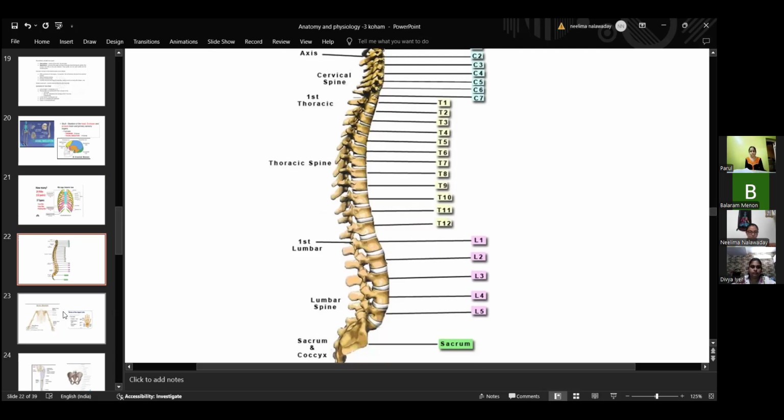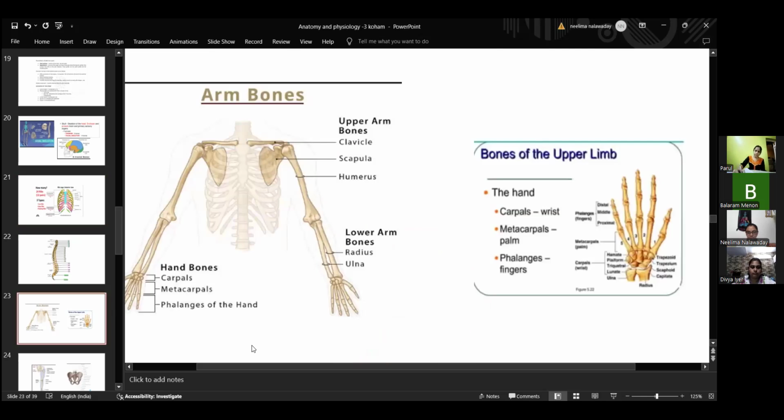Now we will go to appendicular skeleton. Appendicular skeleton, bones of hand, bones of legs. So you can see here, is it clear? Image is clear? Okay. Appendicular skeleton or our upper and lower extremities are attached to axial skeleton through a structure. It is called a girdle, shoulder girdle and hip girdle.